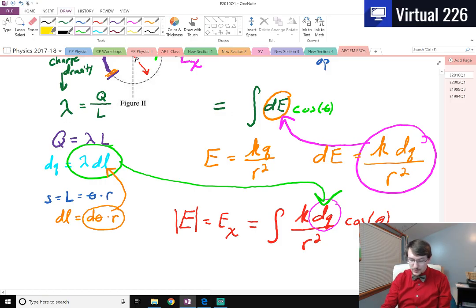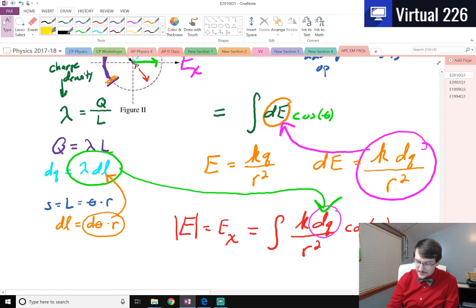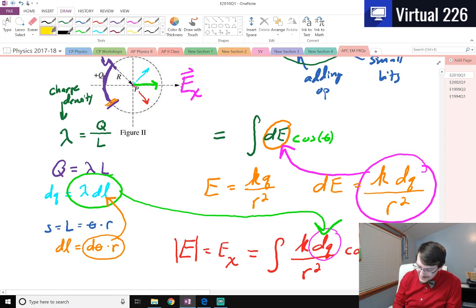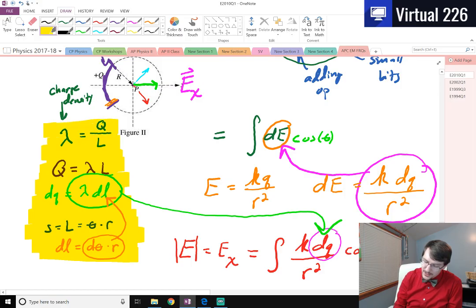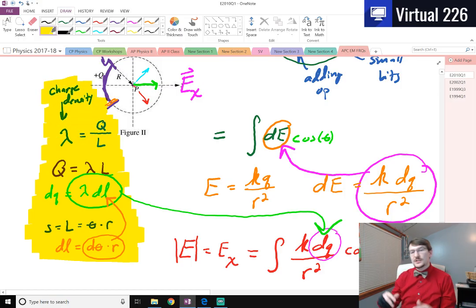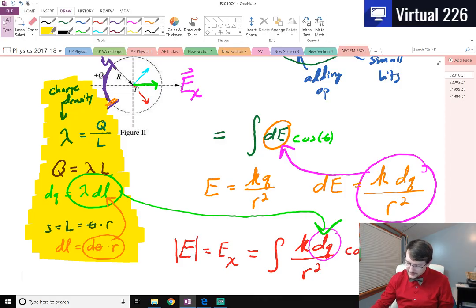That seems like a really weird thing, but we're going to see that more and more as we do these types of problems. This is super important, okay? This is something that doesn't pop up on any equation sheet. It's just something that you need to know. You need to be thinking about these distributions of charges, because that's where we need the calculus.